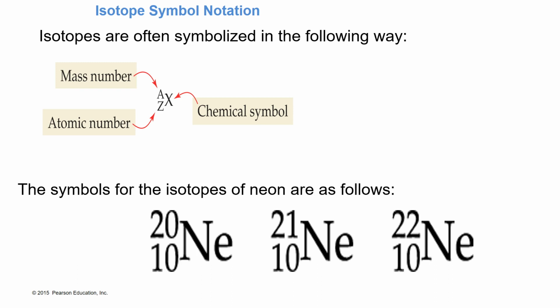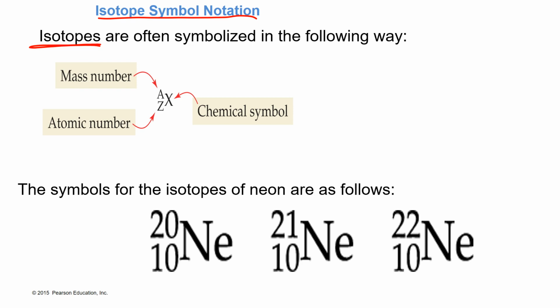So when I write isotope notation, the number that I'm showing right here at the top is my mass. I am telling you what the mass of this is. The number at the lower left-hand corner is the atomic number. And then obviously the chemical symbol. That's something that hasn't changed.